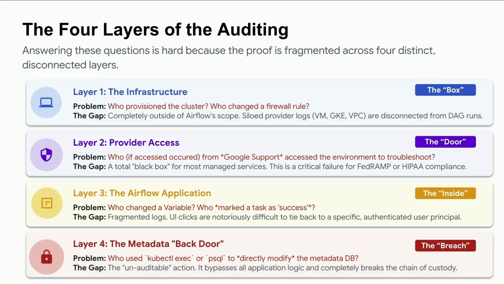And then the final one, which is access to the Airflow database. So let's imagine that someone makes update operations to the records within the database. And this action actually bypasses all the application logic, breaks the chain of custody, and is almost unauditable for most of the Airflow 2 deployments.